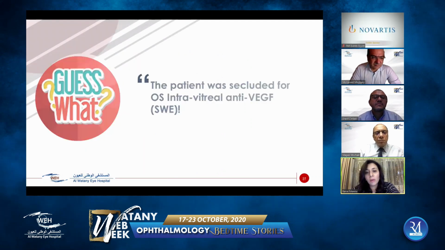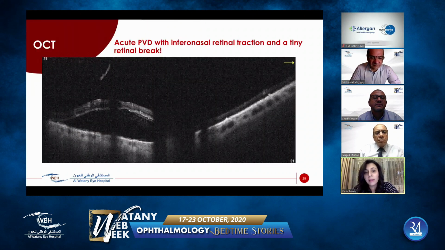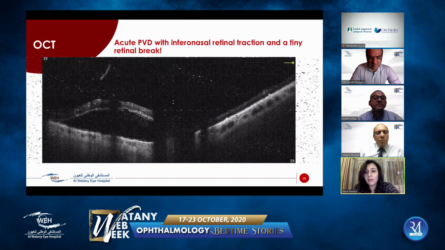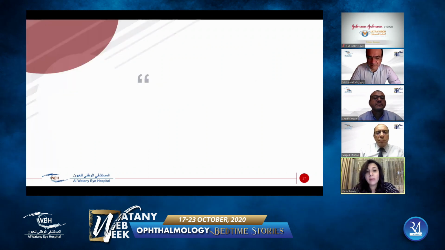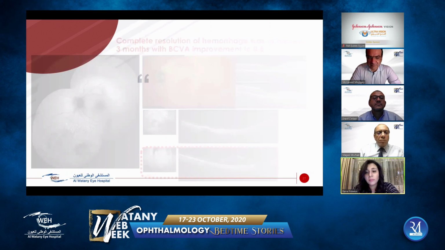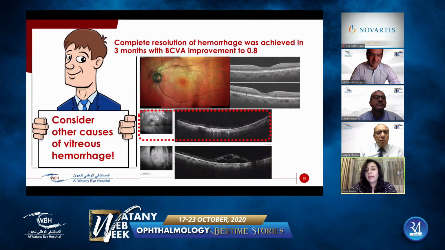When she presented to our hospital, a meticulous examination showed an acute PVD with inferior nasal mid-peripheral vitreoretinal traction and a retinal break. We could assess it even by OCT line scans, and she was treated by laser photocoagulation surrounding the retinal break. After 3 months we can see complete resolution of the hemorrhage with reattachment of the area of the retinal break.